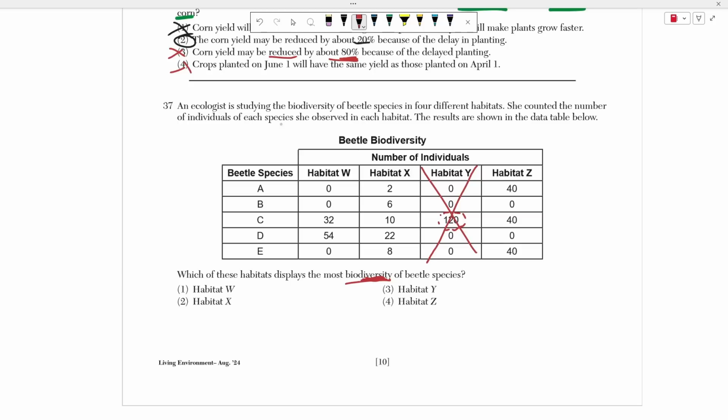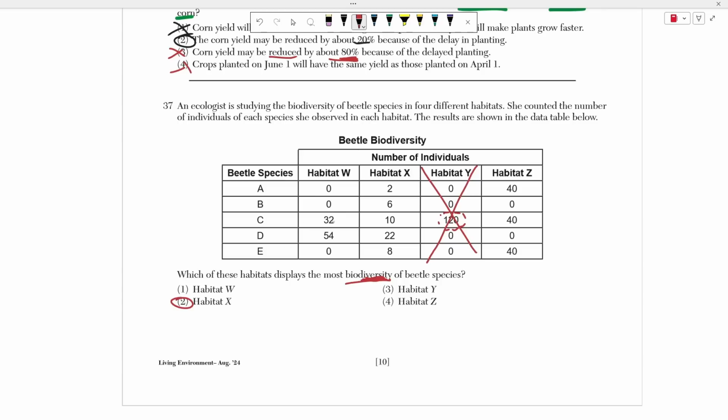Now I need to see which one of these is the most diverse, and obviously that's going to be habitat X because it has one of every single beetle. If you have one of every single beetle, you have a broad range of beetles. You have all of them, which means that you're more diverse than everyone else because you have the most unique beetles. Okay, so the correct answer has to be 2, habitat X.